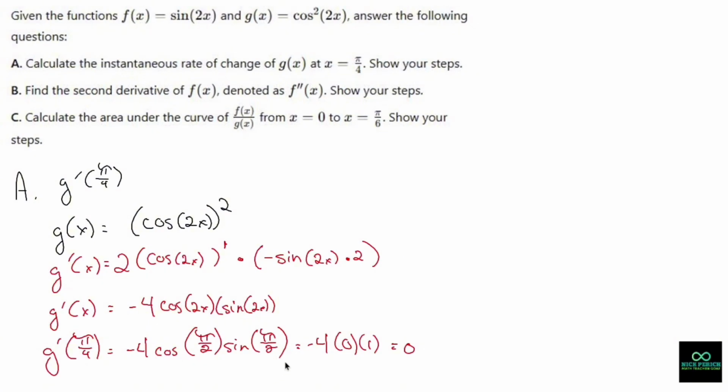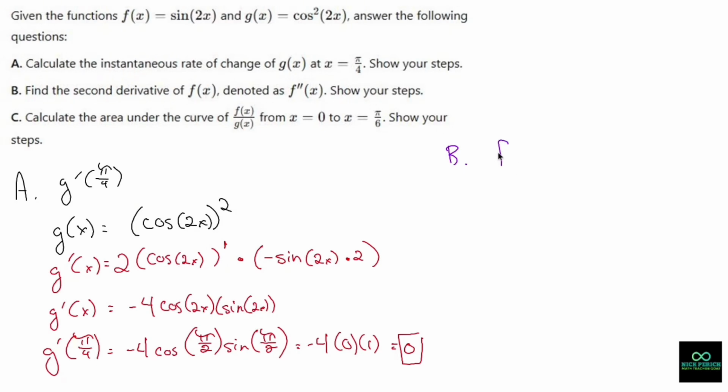So the instantaneous rate of change at x equals pi over 4 is 0, which means the tangent line is a flat horizontal line. Okay? Show your steps. I did. Let's go to B. Find the second derivative of f of x, denoted as f double prime of x.